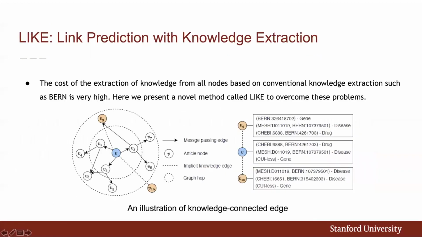To address the drawbacks mentioned above, we proposed a method called link prediction with knowledge extraction, so that the graph neural networks can be implicitly guided by high-level extracted knowledge. Advanced knowledge extraction methods such as BERN can extract high-quality knowledge, and an NER example by BERN is shown in this figure. But as mentioned before, it is expensive to extract high-level knowledge for all nodes. Thus, we only extract a sample fraction of nodes.